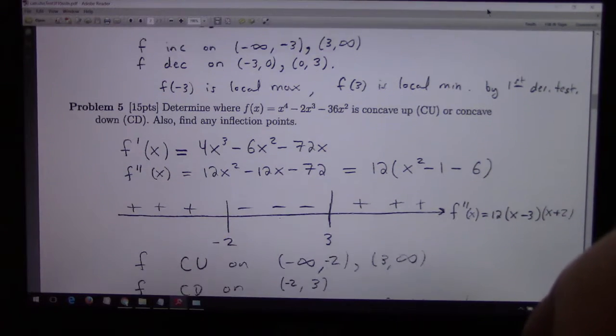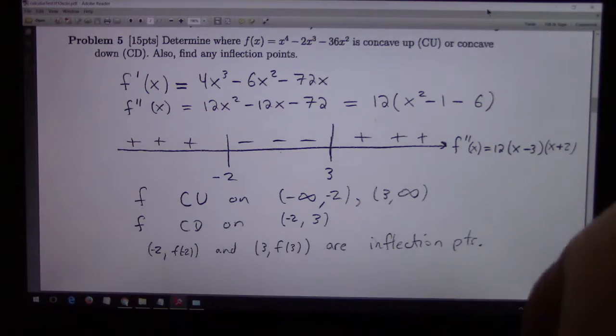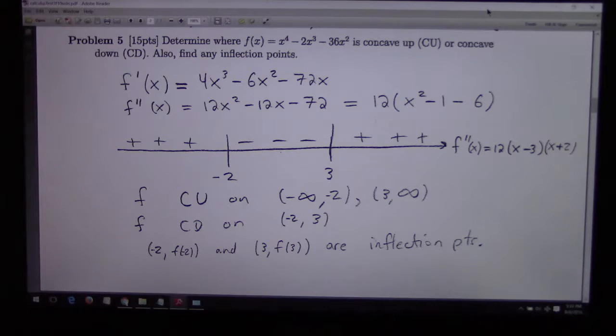Great. Problem 5. Determine where this quartic is concave up or concave down. So I differentiate twice, find the second derivative, and then look for where the possible points of inflection are. Those are places where this is 0, apparently at minus 2 and 3. Make my sign chart: concave up, concave down, concave up. Both of these places are points of inflection.